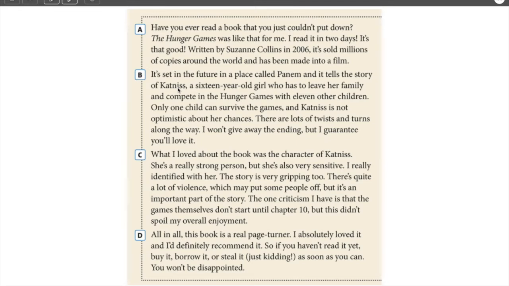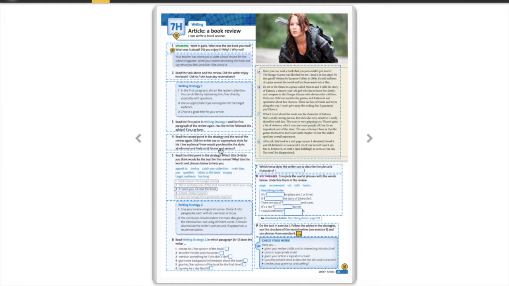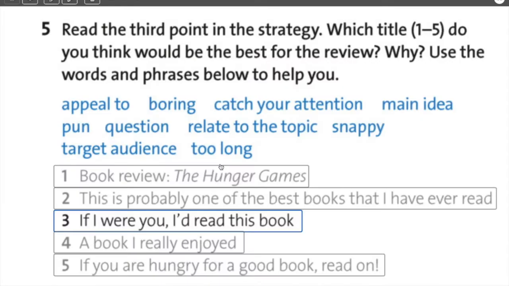Let's see if the author is using the correct style. It's set in the future in a place called Panem, and it tells the story of Katniss, a 16-year-old girl who has to lead her family and compete in the Hunger Games with 11 other children. Okay, so I won't give away the ending, but I guarantee you'll love it. Yes, the author is using informal and lively style. Now let's read the rest of the tasks.